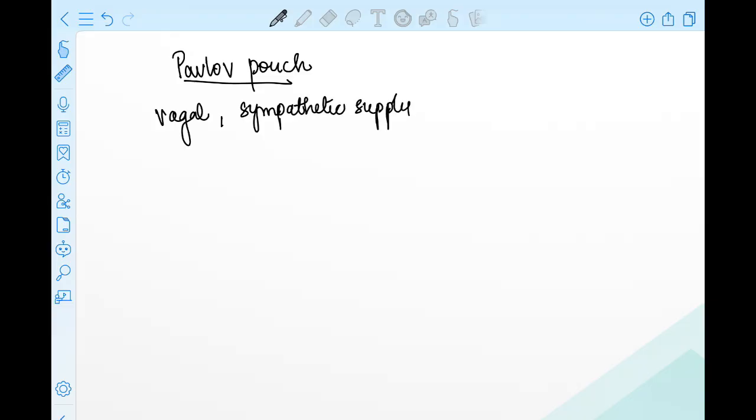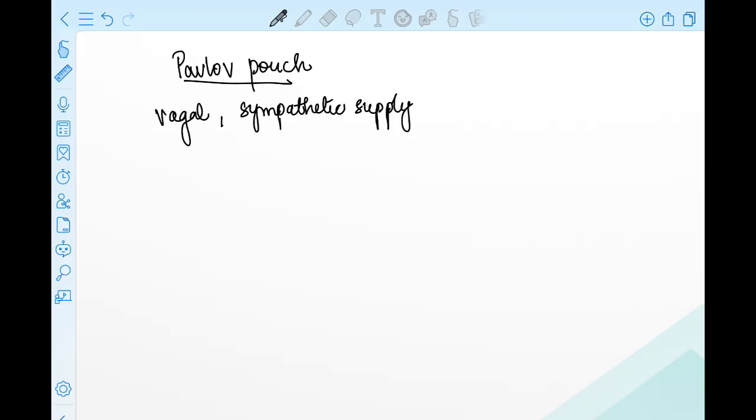Okay, so it is just a small bag that is incompletely separated from the stomach, and it has got vagal and sympathetic supply. To understand this, you need to know what vagal supply and sympathetic supply are, because I already told you how the stomach is innervated, how it is supplied, and what the nervous backup is. That is discussed in detail in the first part. So please go back to part one, see that, and then only see the rest of the discussion. Otherwise, you won't understand anything.